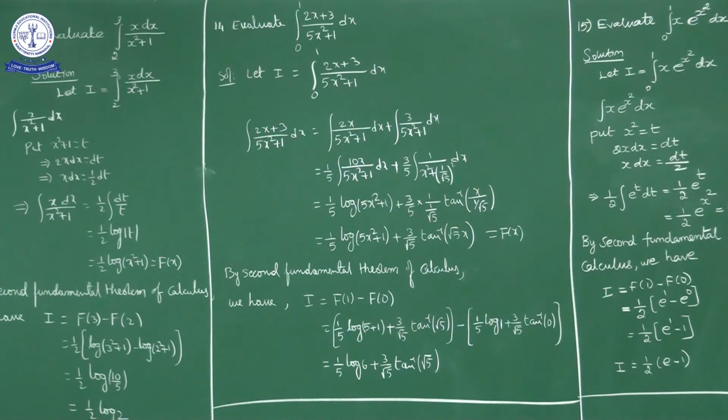Okay, here the question is to evaluate the integral from 2 to 3 of x dx upon x square plus 1. So first of all, to calculate the integral from 2 to 3 of x dx upon x square plus 1, I will calculate the indefinite integration of x upon x square plus 1 dx. For this, first of all I will consider the denominator x square plus 1 as t. Okay, its derivative is what? 2x dx is equal to dt. So x dx is equal to half dt.